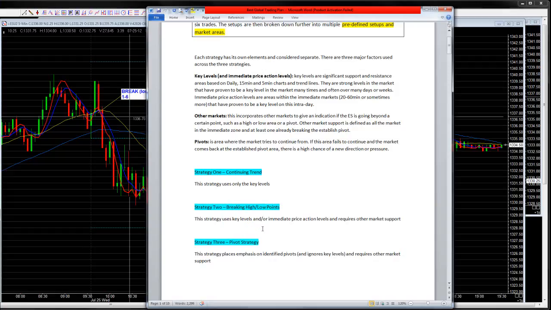Strategy 3 is the pivot strategy. It's a reversal strategy, or looking for new direction, new pressure, new momentum. So this involves the reversal trade and the directional trade. The emphasis is on predetermined and identified pivots. This has to ignore key levels, so there's no confusion, and it requires other market support.